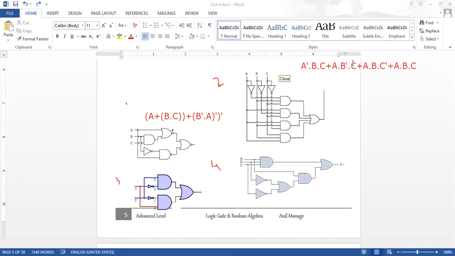Then third one here. Yeah, I can write Y dot X dash plus Y dash dot X. Easy one. Last one, try it out. Send me the answers and others.